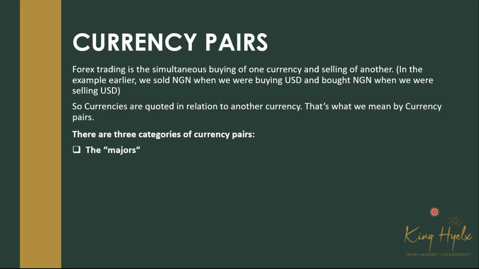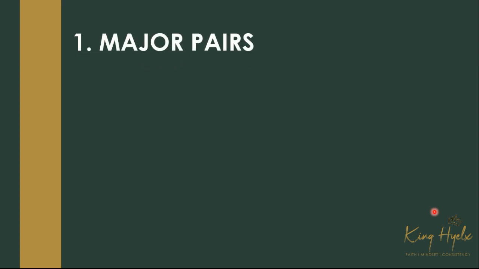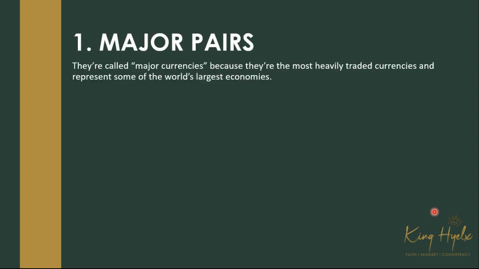We have the major, we have the crosses, and we have the exotics. So what do we mean by this? Let's start first with the major. The major pairs are called major currencies because they're the most heavily traded currencies and represent some of the world's largest economies. These pairs are typically the ones that a lot of people trade more, and they represent the bigger countries of the world.